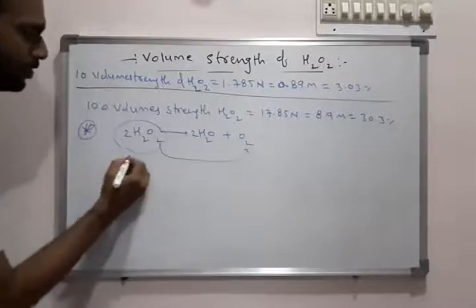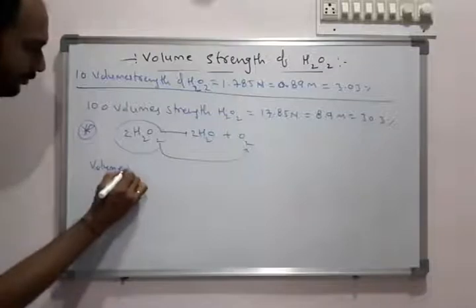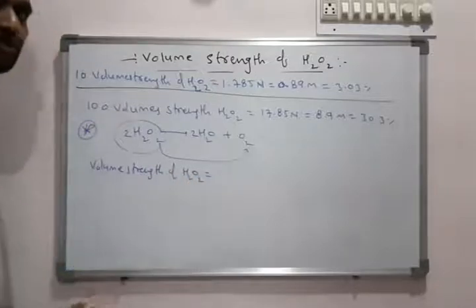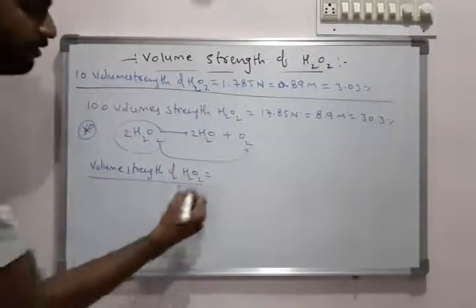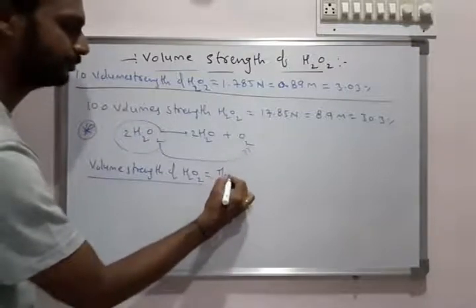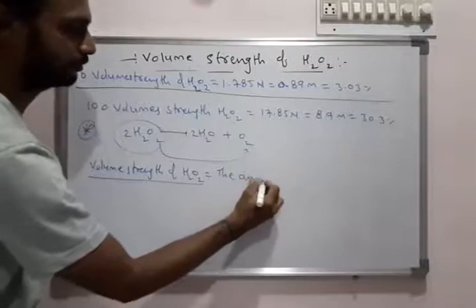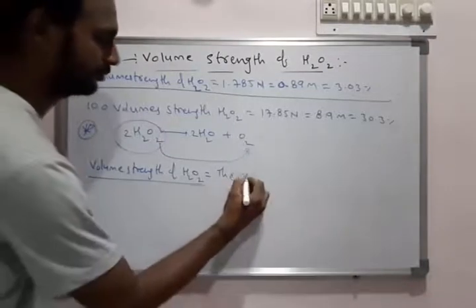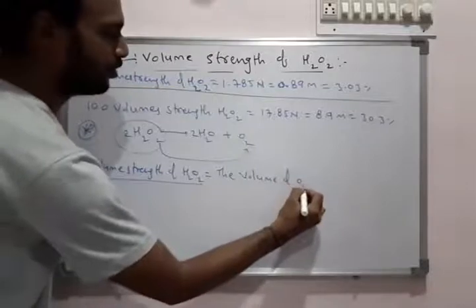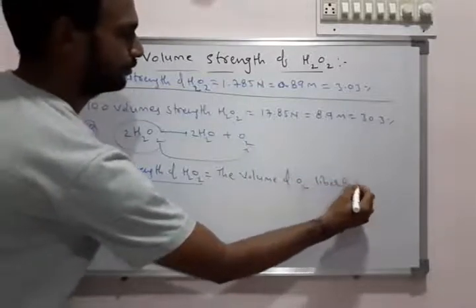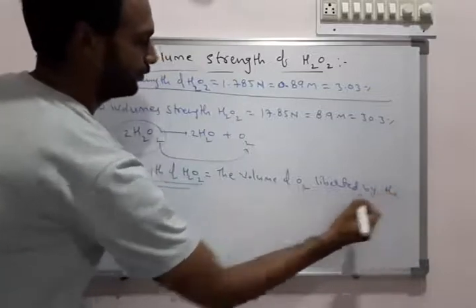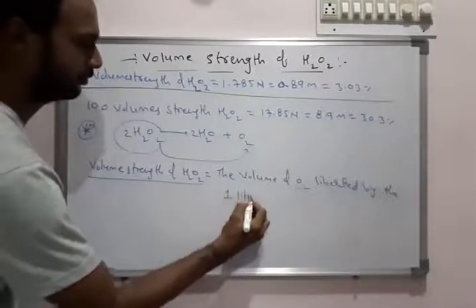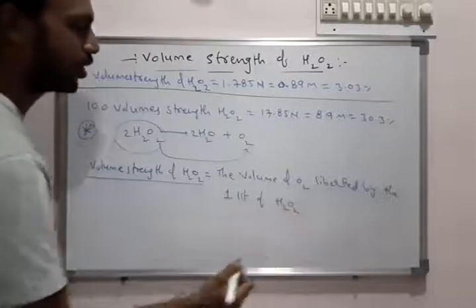How can we define volume strength? The volume strength of hydrogen peroxide we can define as nothing but the volume of oxygen liberated by 1 liter of hydrogen peroxide.